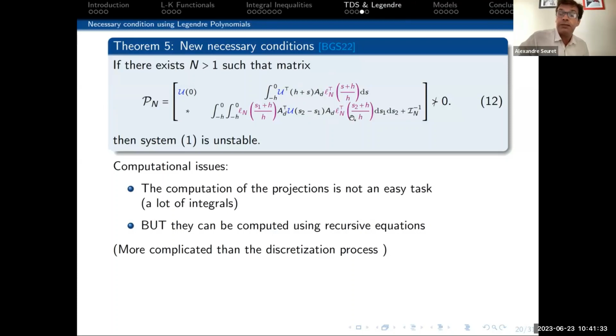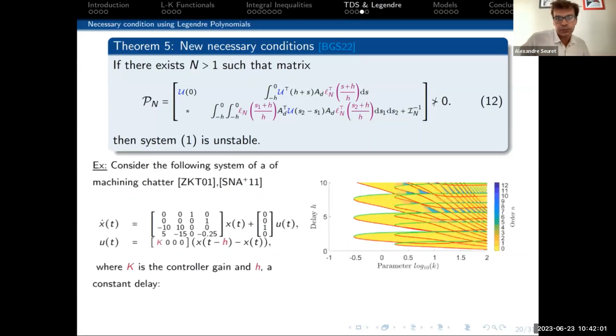But using the properties of the Legendre polynomial, basically Matthew was able to define some recursive equation to express the coefficients of this matrix Pn. So at the end, it's really much more complicated than the discretization process of Sabine Mondi and co-authors that I showed at the beginning. But we will see the advantages in the next slides.